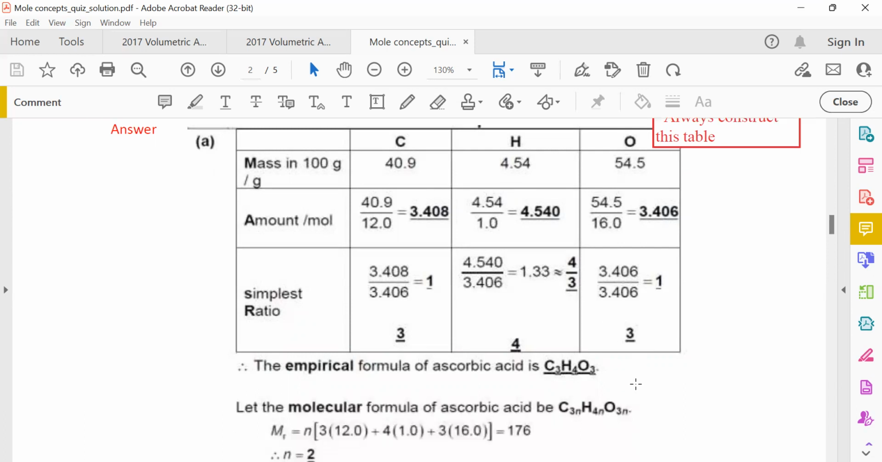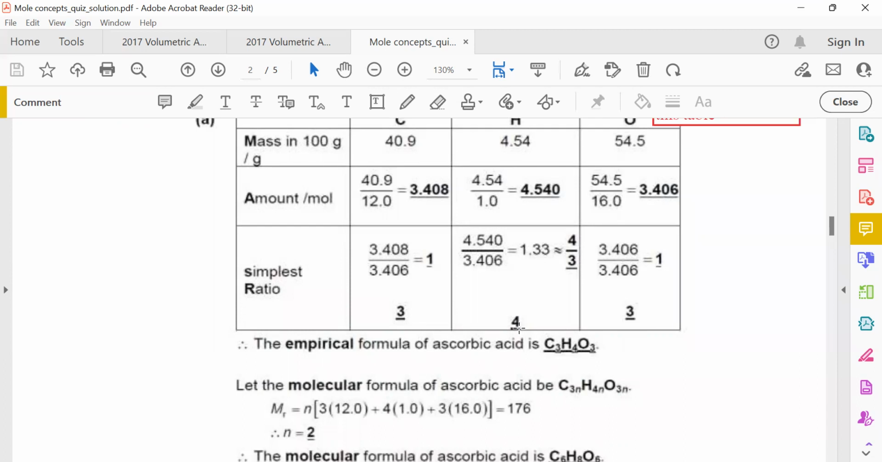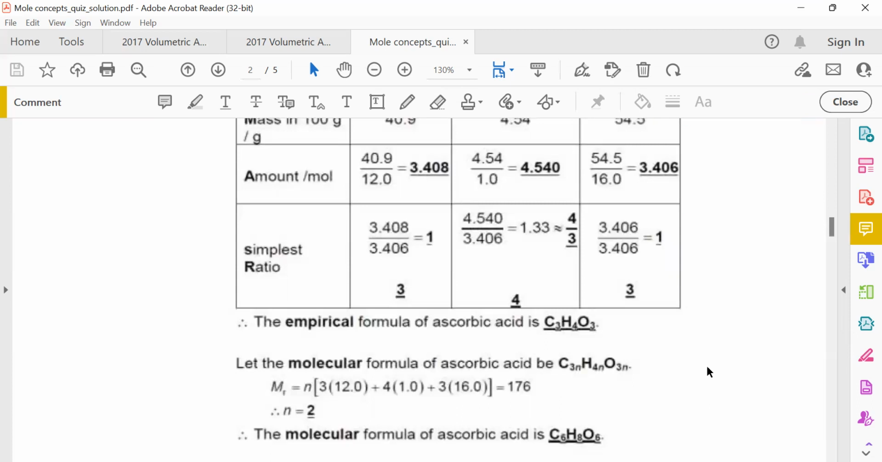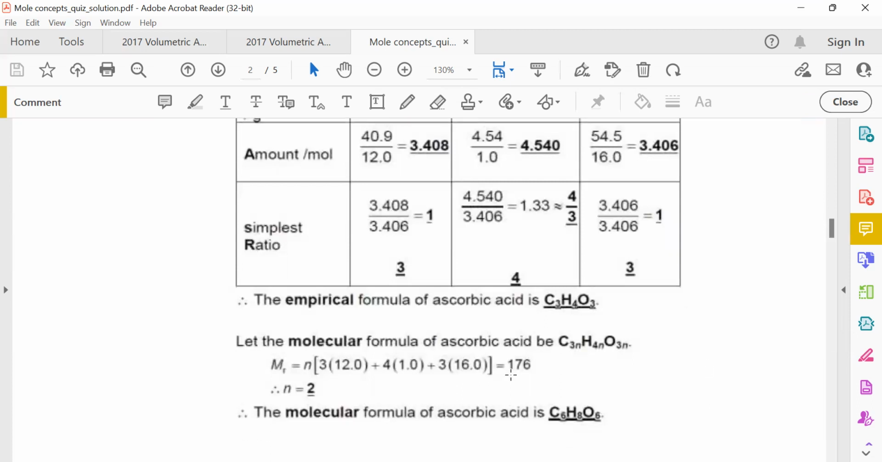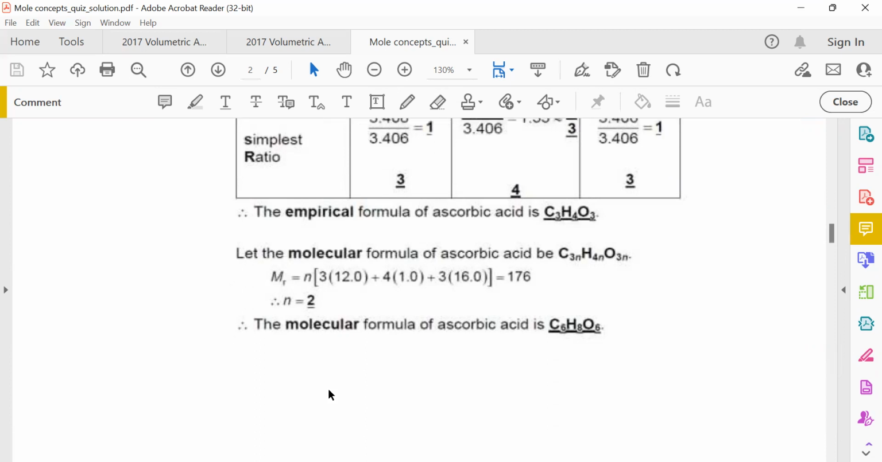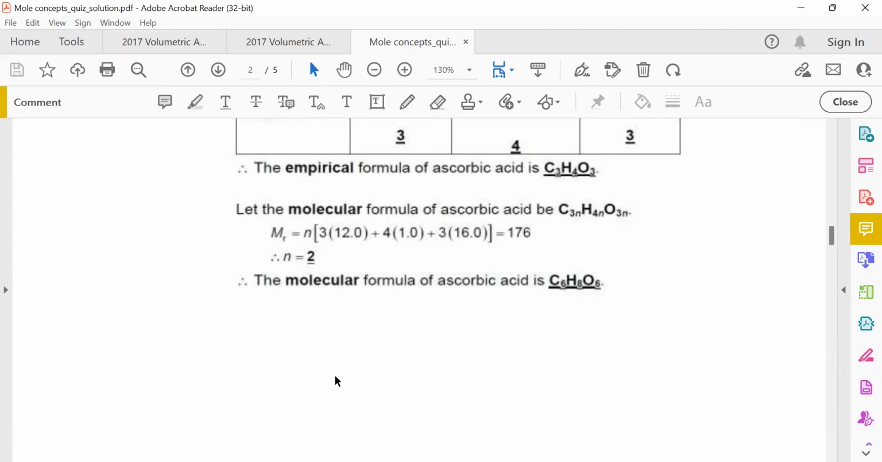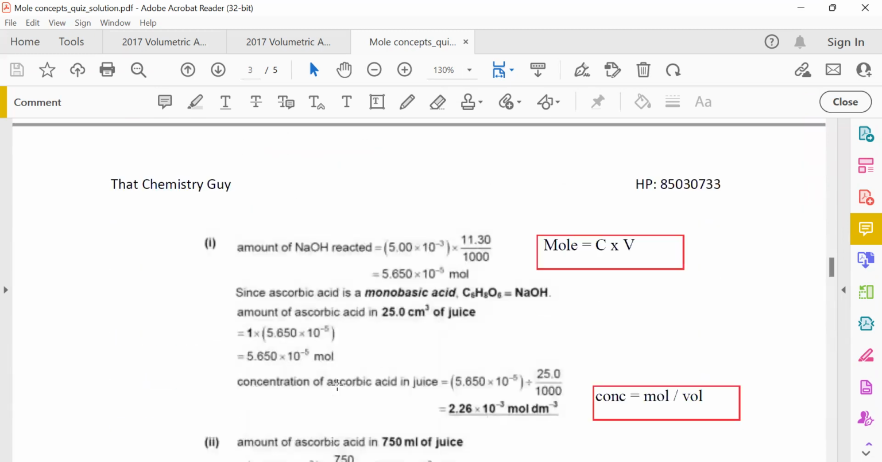So the empirical formula of ascorbic acid will be C3H4O3. So this is actually a very good question. Take note of the empirical formula is C3H4O3. Now, if you look at the molecular formula, as you can see, you're given the molecular mass in the question, where the molecular mass is 176. Knowing that the empirical formula is C3H4O3, basically it means that n times the empirical formula will give you the molecular formula. So from there, you're able to work out, it's just math, your n, where n equals 2. Okay, so that is how you work out the molecular formula in the empirical formula kind of questions.